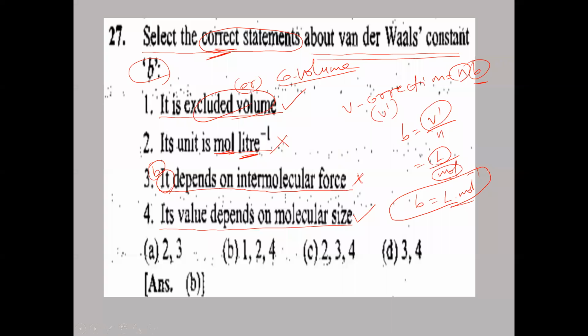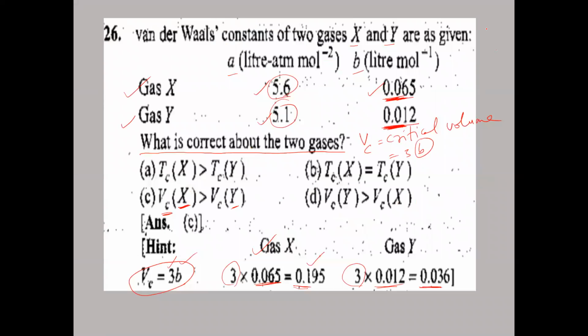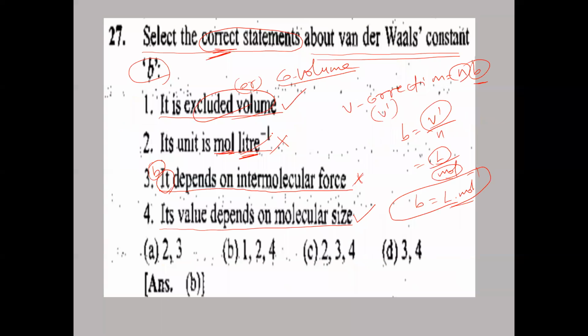In all these problems, the b value is given in liter per mole. But here it is given as mole per liter. It must be a printing mistake. So you take liter mole inverse. If it is the unit of b, take liter per mole, then you take it as correct. Instead of mole per liter, liter per mole should be there.